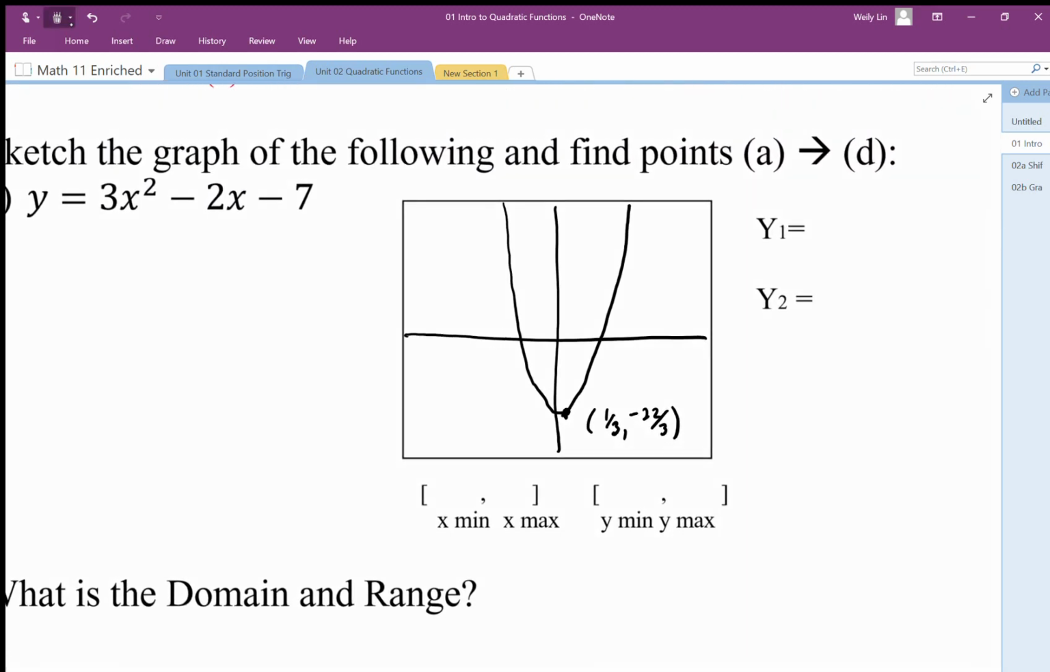Okay, the axis of symmetry then is going to be through x equals 1/3. Okay, the y-intercept, this point here, the y-intercept happens to be at negative 7. Okay, so there's my y-intercept.